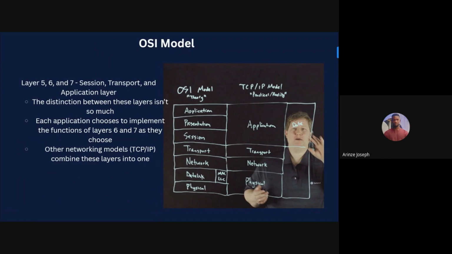Then other networking protocols, there's also another model like TCP/IP, which combines these layers into one. If you look here, you see that under the OSI model, we have what we call application, presentation, session, transport, network, data link layer, and physical layer. While in the TCP model, we have just physical, network layer, transport layer, and application layer. So the application layer bundles session, presentation, and application layer in the OSI model into one.